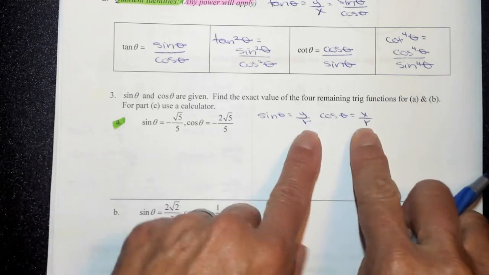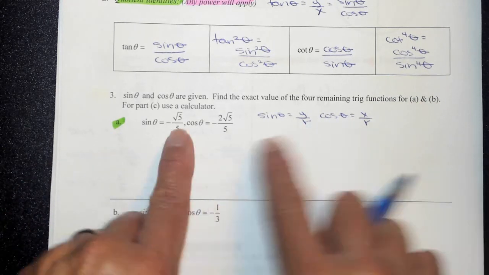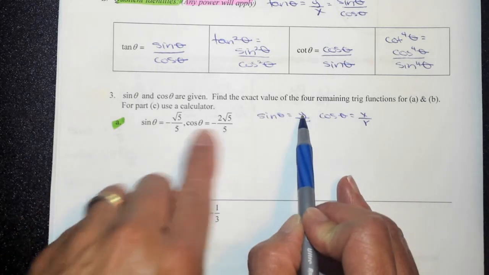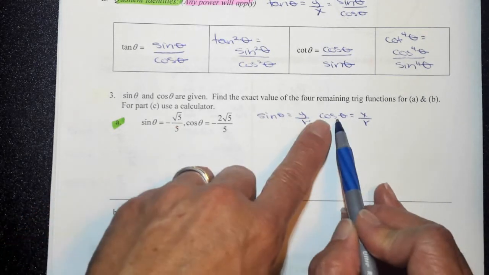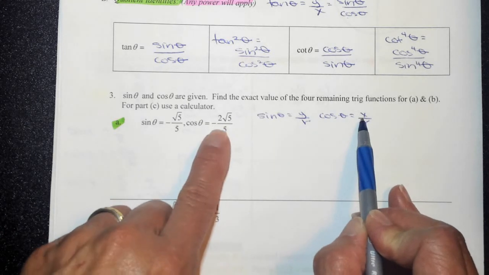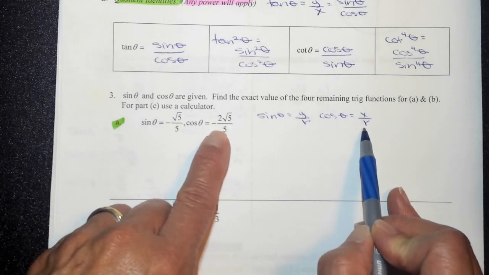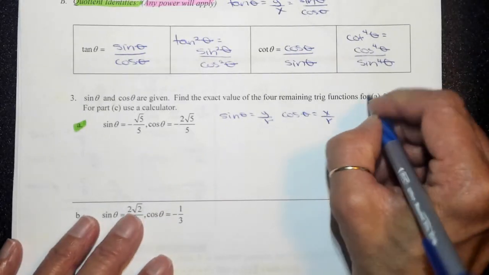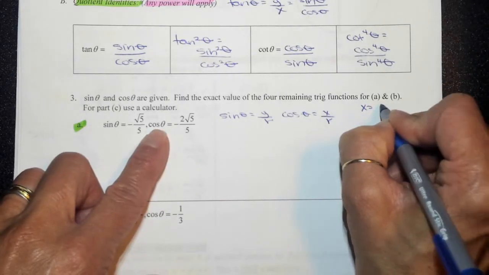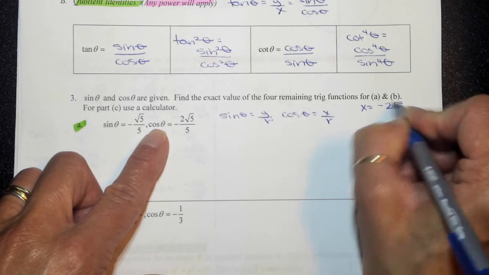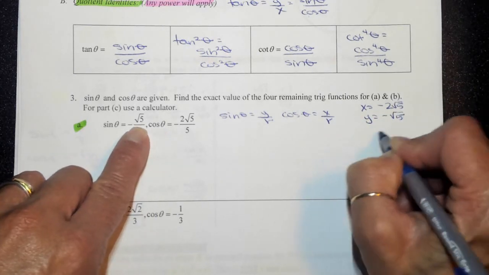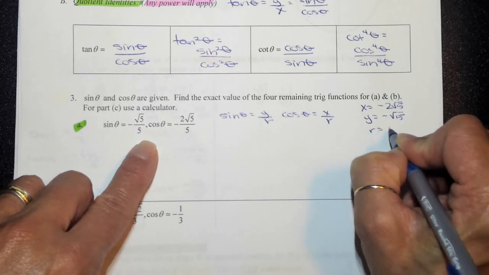That means if they're on the same triangle, the radius has to be the same, and it is. So what this means is whatever's in the numerator for sine is my y and cosine my x. Now remember, your r, which is your radius, cannot be negative, so what that means is the negative belongs to the numerator. So that means I have my x coordinate of -2 square root of 5, my y coordinate of -square root of 5, and my r is equal to 5.